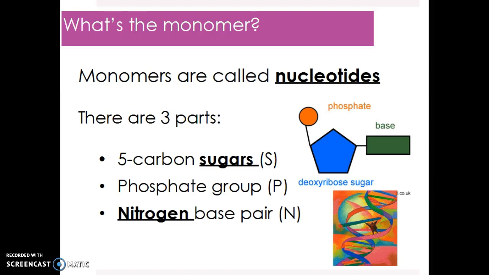The monomer of a nucleic acid is called a nucleotide, and a nucleotide has three parts that make it up. The first is a 5-carbon sugar, that's right here, this blue pentagon. Then you have a phosphate group, a little circle above the pentagon, and then you have the nitrogen base, which is represented here by this green rectangle. When we draw a picture of a nucleotide, we're actually not going to draw the lines connecting the phosphate and the nitrogen base to the sugar.